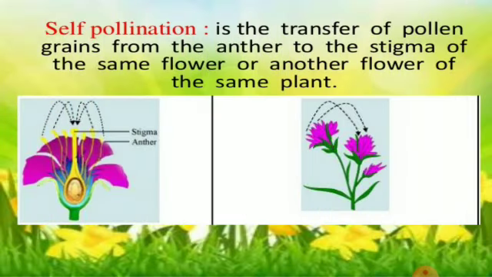Self-pollination. This kind of pollination involves the same plant. It is the transfer of pollen grains from the anther to the stigma of the same flower or another flower of the same plant. It generally takes place in bisexual flowers because they have both male and female reproductive parts.